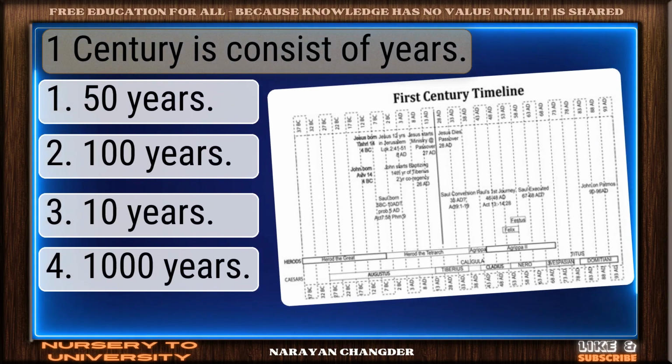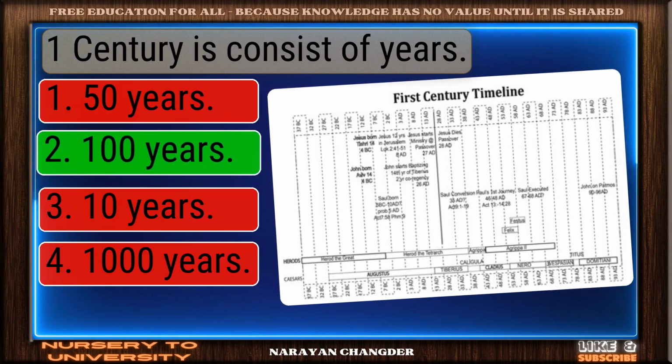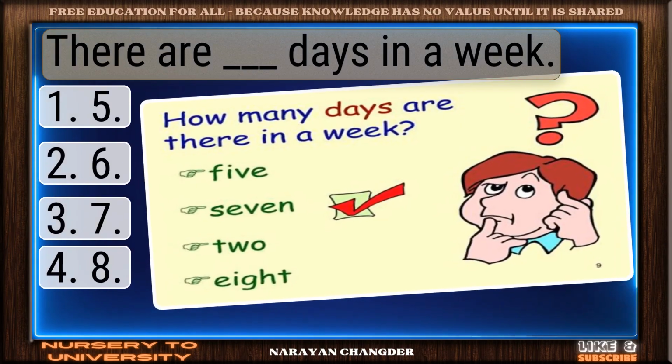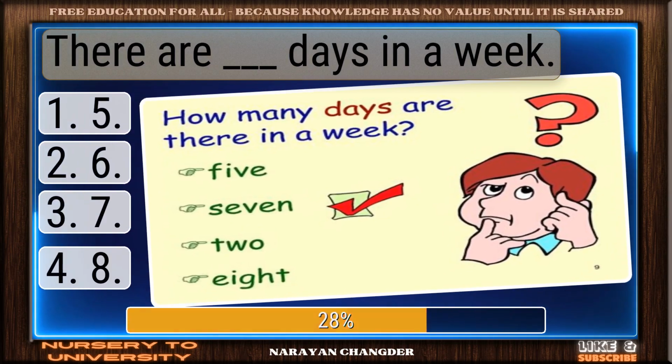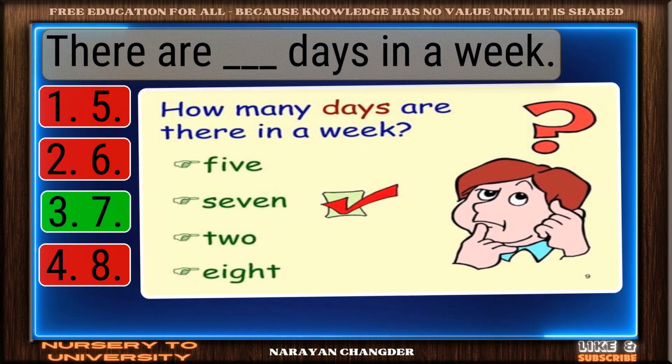1 century consists of dash years. 100 years is the answer. There are dash days in a week. Well done. 7 is the right choice.